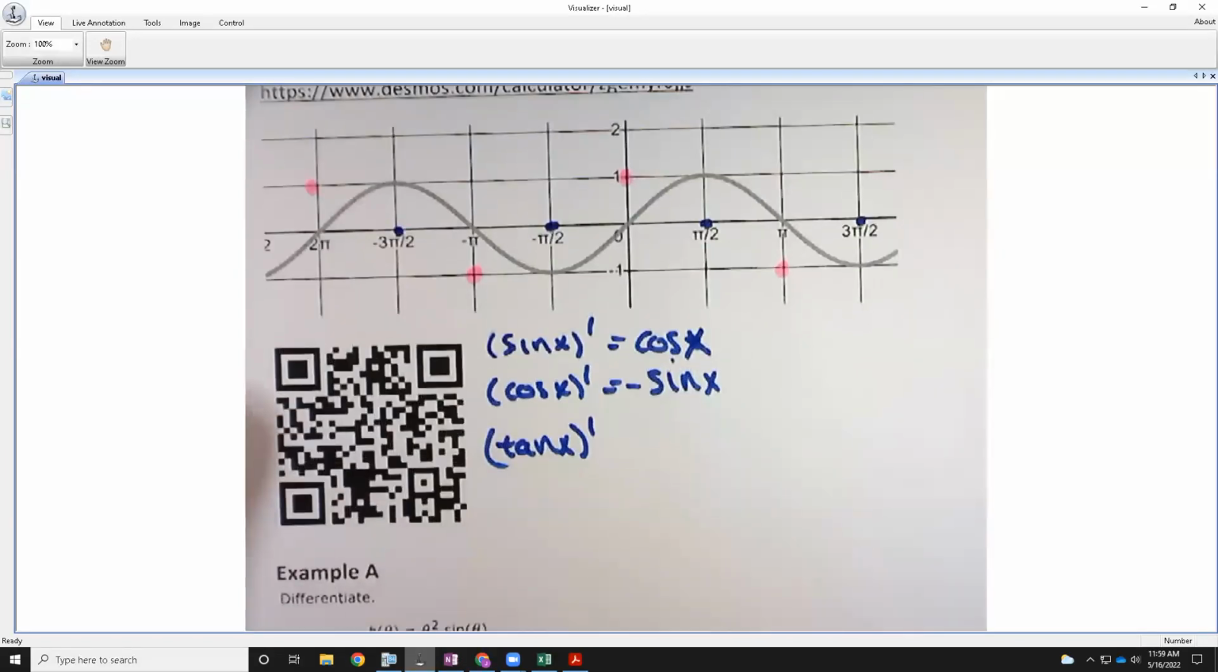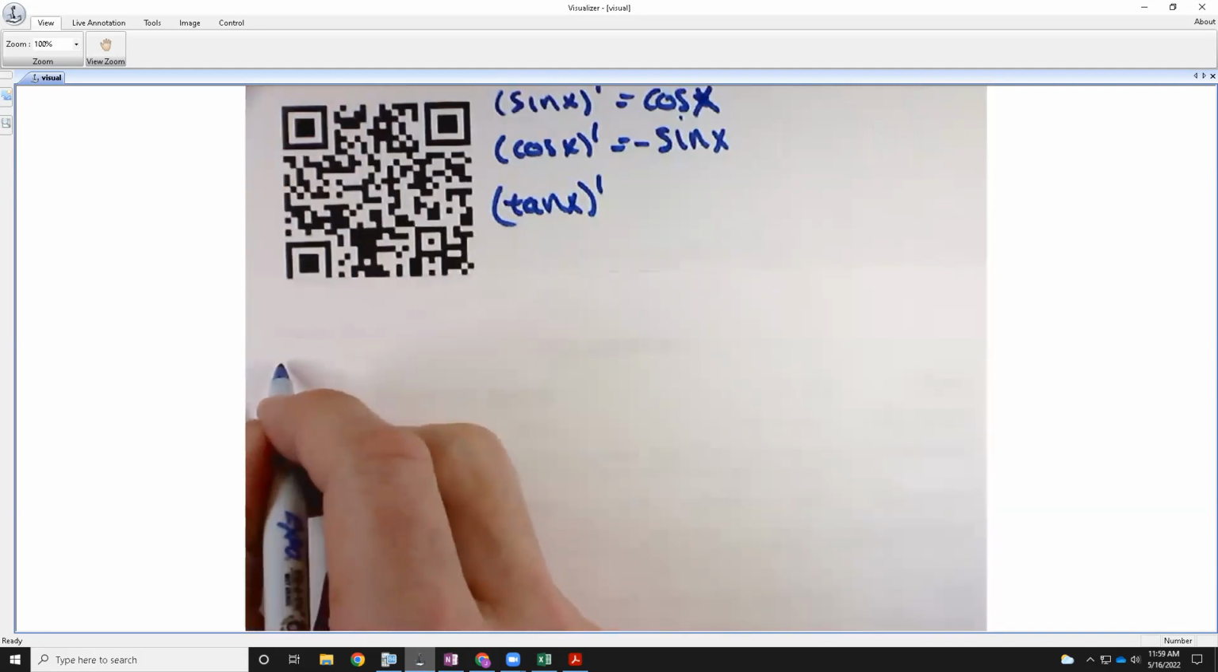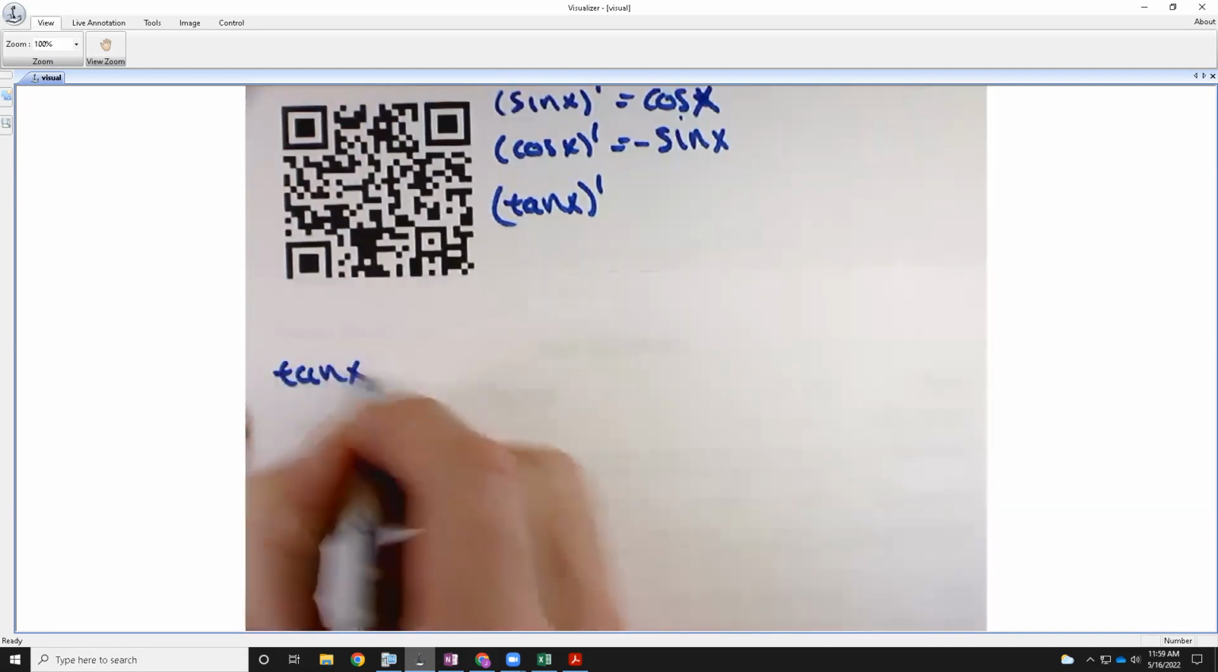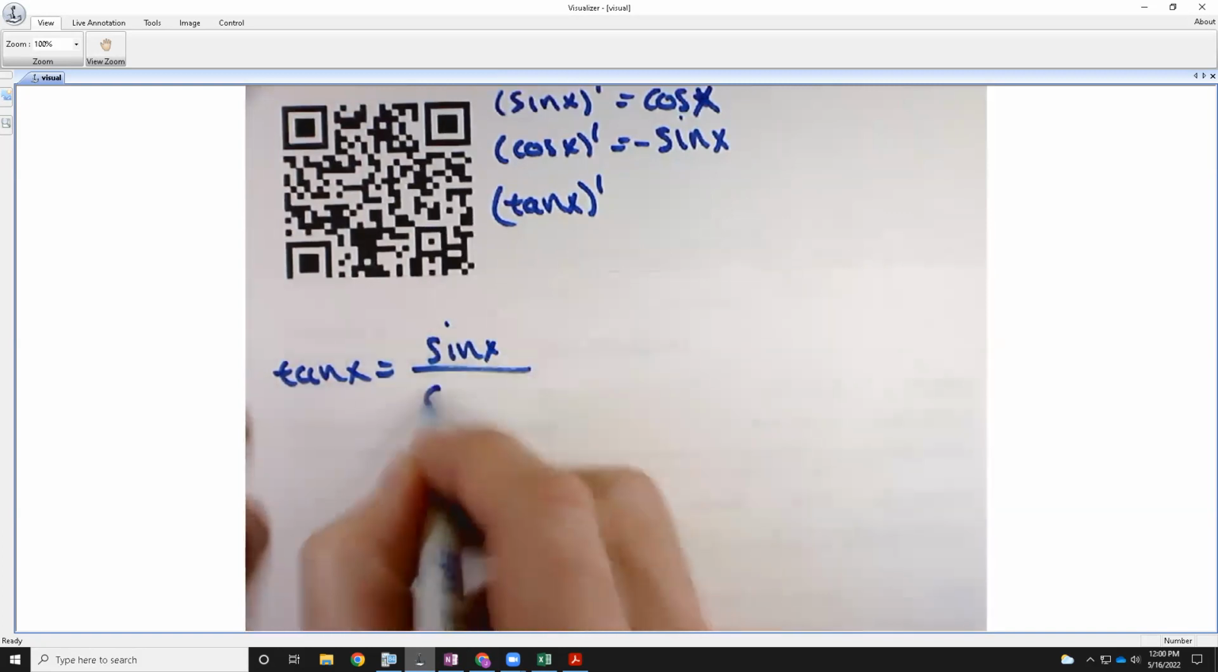And the derivative of tangent. Well, let's actually do that one together. Let's figure that one out. And this is how we're going to do it. Tangent of x is sine of x over cosine of x.